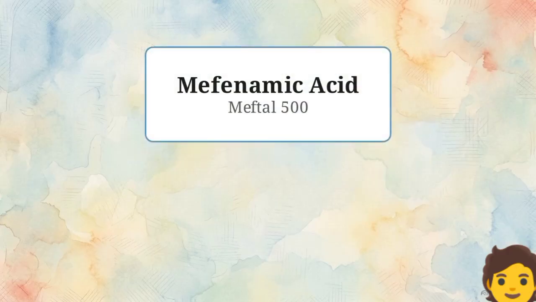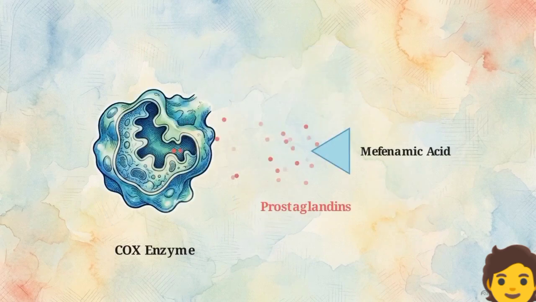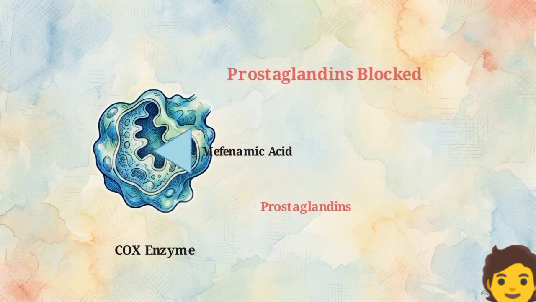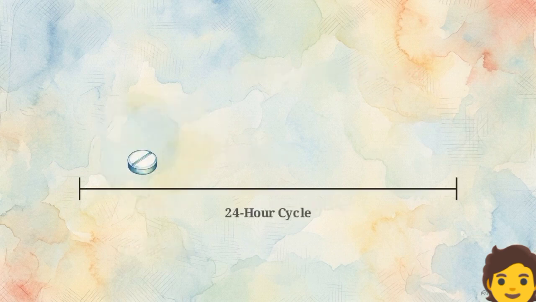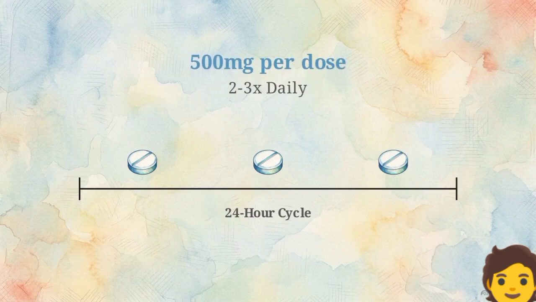We start with this central block, mefenamic acid, formulated as Meftal 500. This NSAID manages baseline symptoms: generic fevers, headaches, and dysmenorrhea. It physically obstructs the COX enzyme, blocking production of prostaglandins, the specific lipids signaling pain and inflammation. The standard regimen is 500 milligrams taken 2 to 3 times a day.